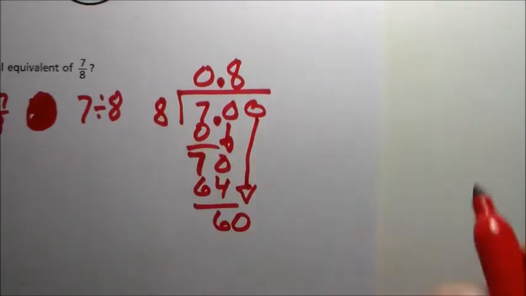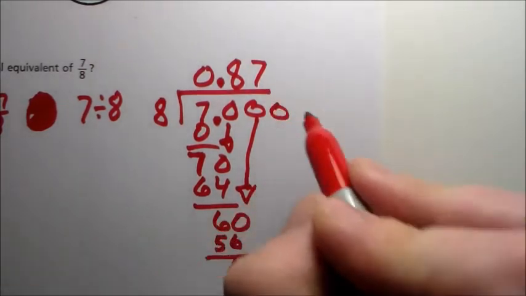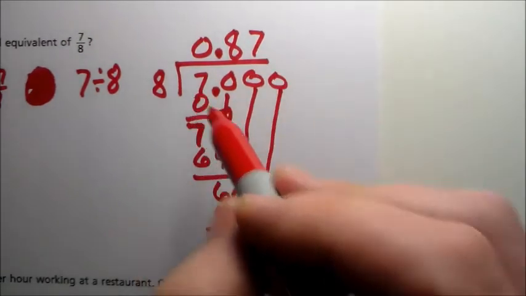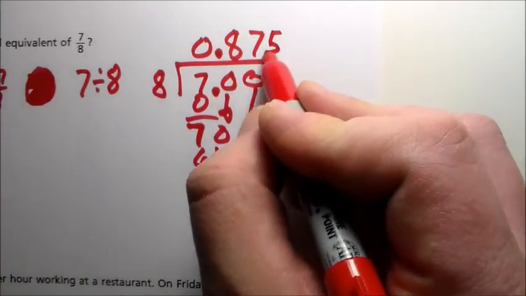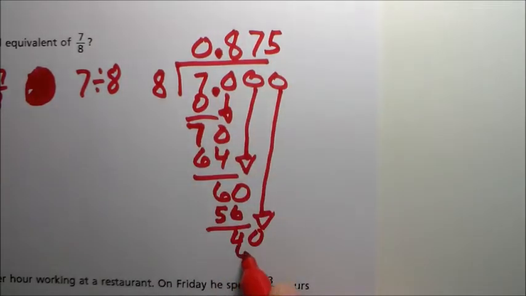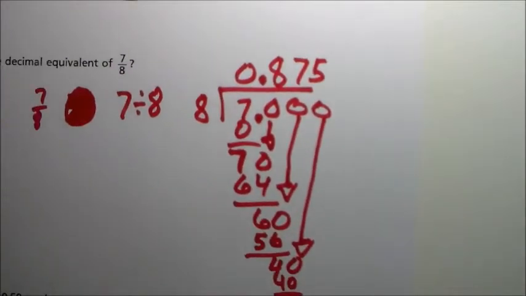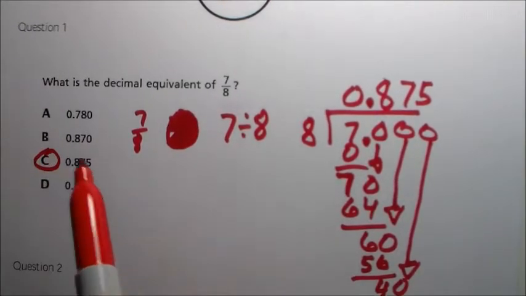8 goes into 60 how many times? Let's try 7. 7 times 8 is 56. Use subtraction, get a 4, bring down another 0. Now 8 goes into 40 how many times? 5 times. 5 times 8 is 40. We have 0, and we are good to go. That's 0.875. It's the same as 7/8, and that's our answer, C.